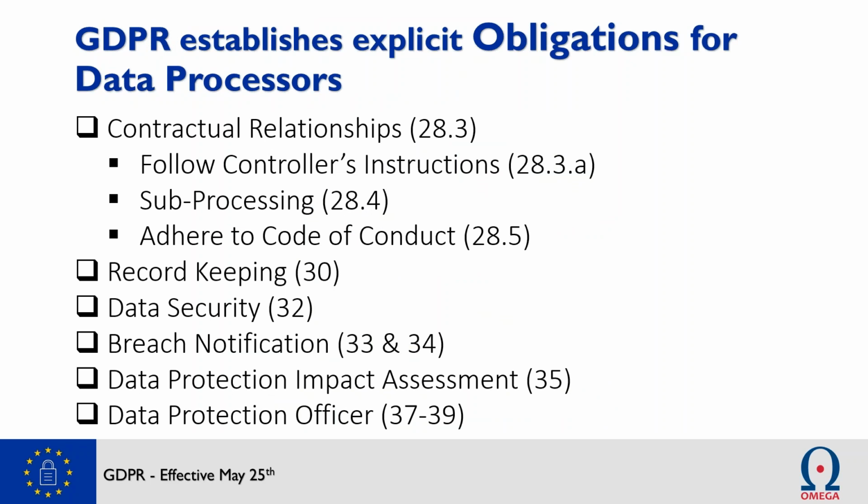Now, obligations for data processors. First, you need to have a contractual relationship between the controller and the data processor. Data processor has to follow the controller's instructions, and the data processor is not allowed to establish a new subprocessor without getting authorization from the controller. Also, if the data processor decides to change the subprocessor, they would still need to notify the controller and get their approval. And they have to, of course, adhere to the code of conduct.